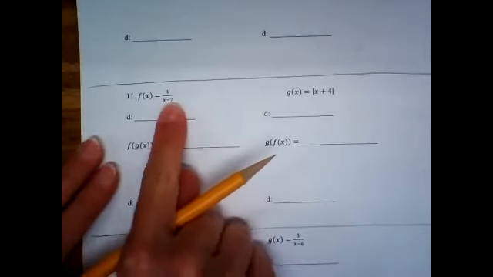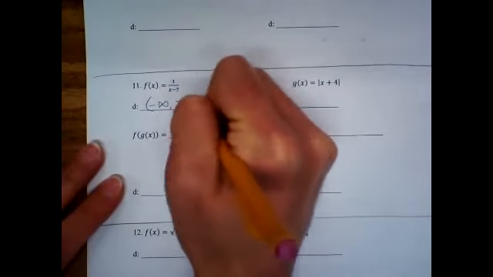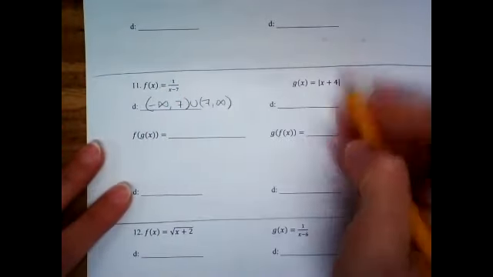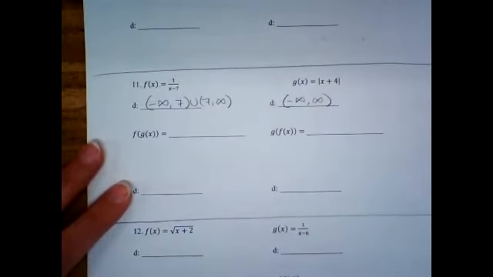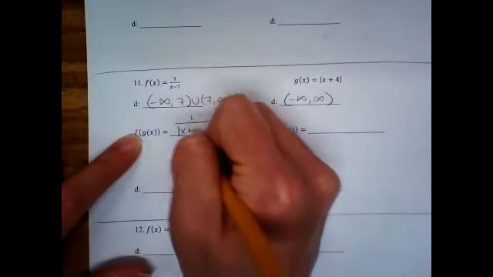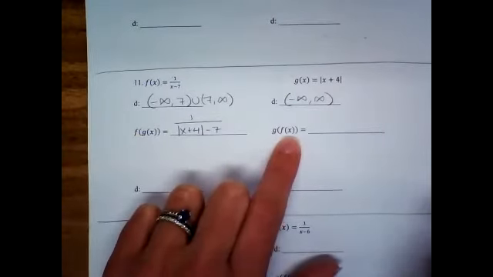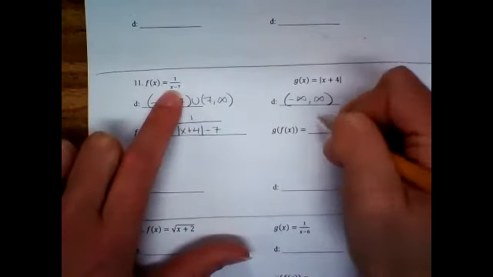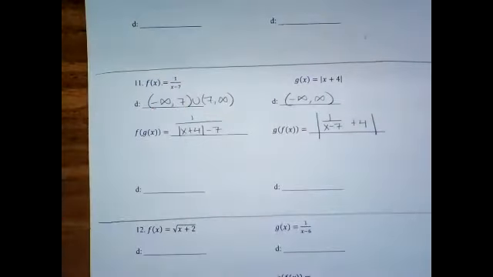For number 11, who are you kicking out from this one? 7. Get rid of 7. And then this one, everything. Everybody's invited to the party. All right, plugging G into F, same thing. It's going to be 1 over absolute value x plus 4 minus 7. Leave it alone. Plugging F into G, you're going to get a great big absolute value, 1 over x minus 7 plus 4. Do nothing to those. Basically, if there's an absolute value, do nothing. Just go with that.